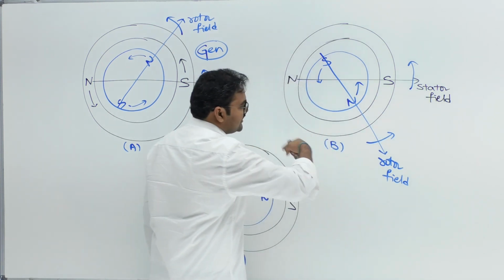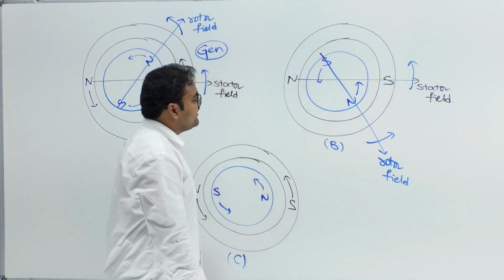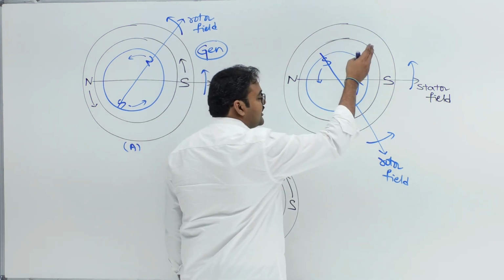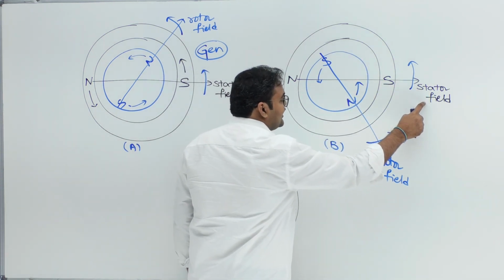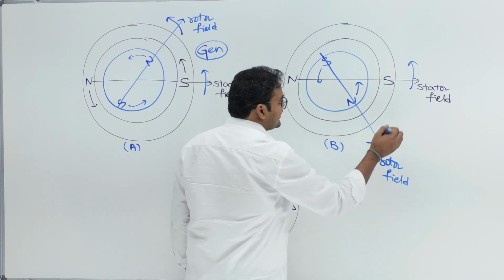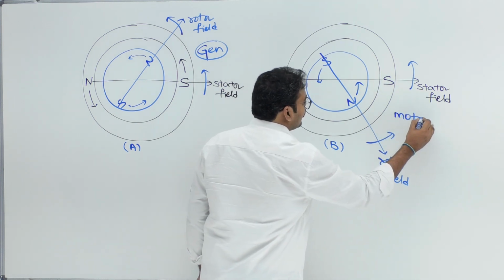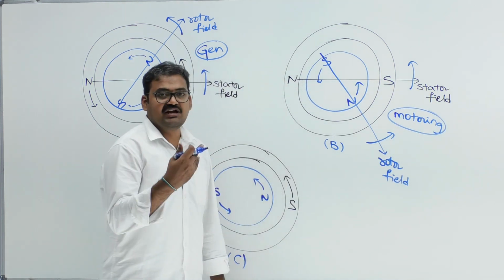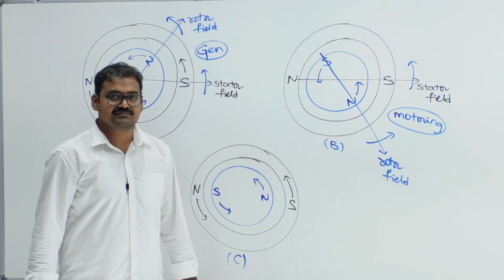Therefore, you tell me now, in the direction of rotation, which field is leading and which field is lagging? Yes, I can easily understand. In the direction of rotation, stator field is leading, rotor field is lagging. Therefore, it is a motoring machine. We know in motor, stator field will lead, rotor field will lag.